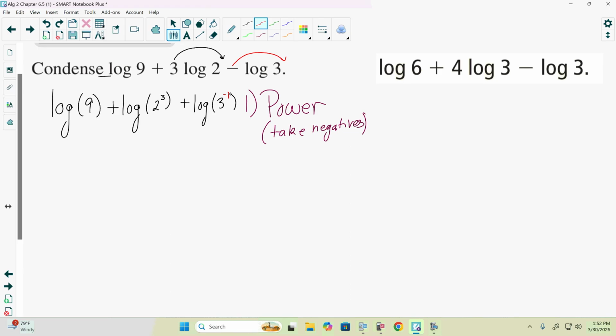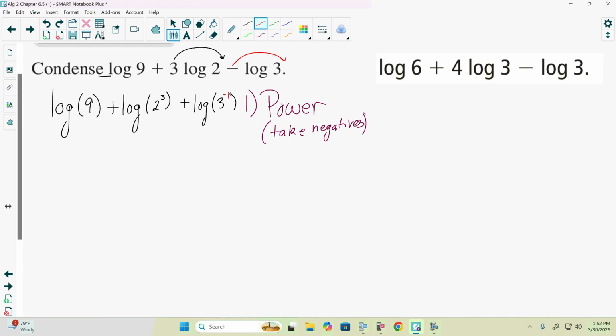Product property says that if we have 2 or more logs being added together, we can rewrite it as a single log with what's inside being multiplied. Our quotient property, sort of putting it back together, says if we have 2 things being subtracted, we can rewrite it as a single log with what's inside being divided. Do I have subtraction anymore? No. We've removed quotient property from condensing.